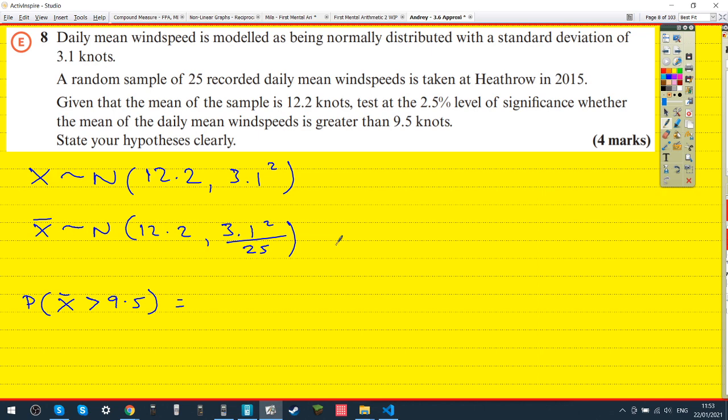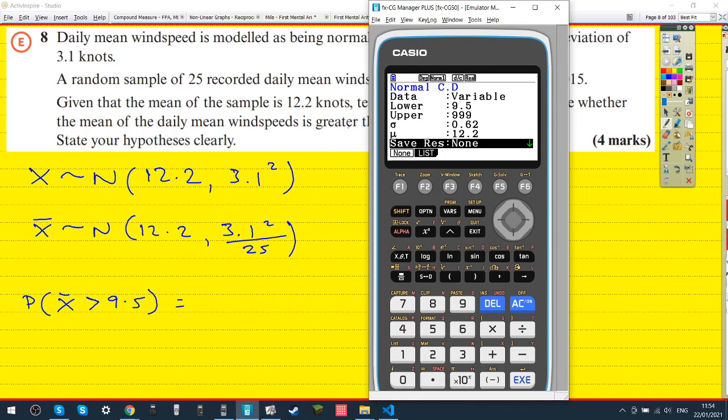Standard deviation of 3.1, random sample 25. Given that the mean of the sample is 12.2, so they took a sample. Are they sneaking us? Hang on. Given that the mean of the sample is 12.2, test at the 2.5 level of significance whether the mean of the daily wins. What is this? The mean is greater than 9.5. They just phrased it a very strange way. Is the mean supposed to be 9.5?